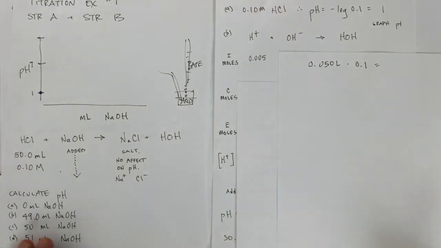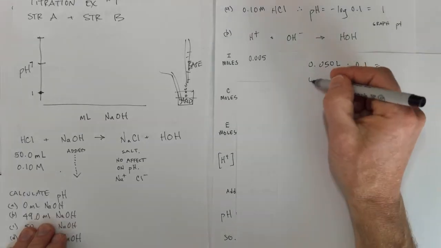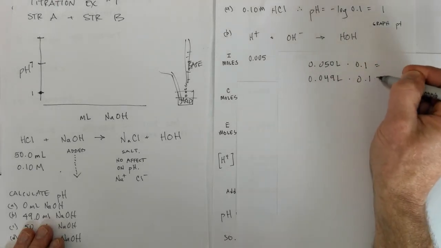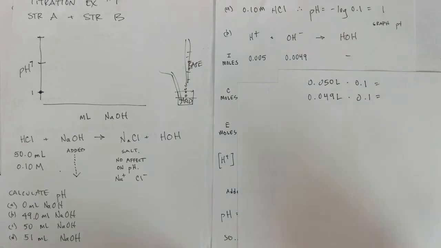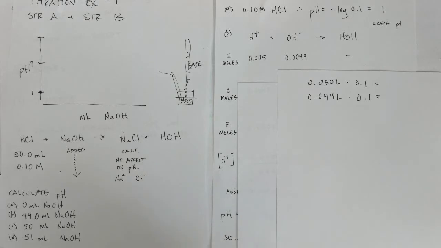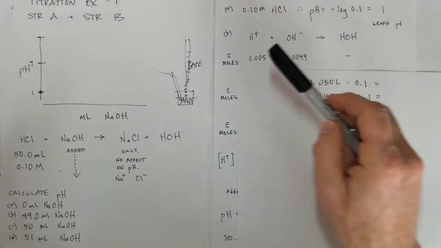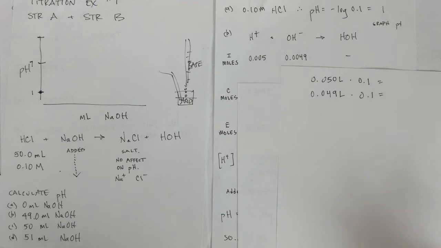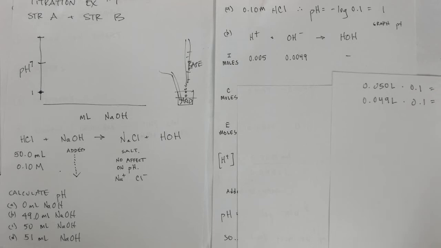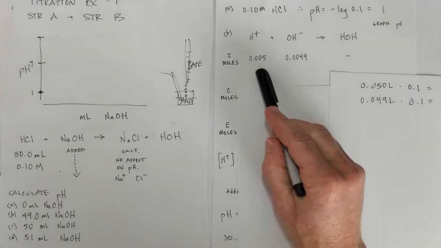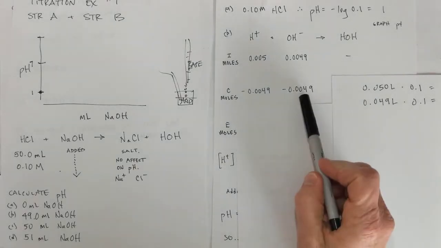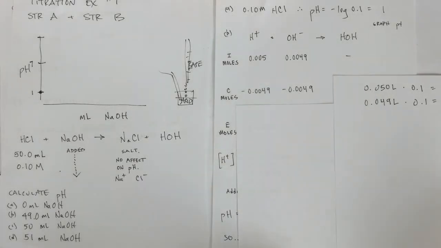Now we're adding 49 milliliters of NaOH, so we'd do the same thing, 0.049 liters times 0.1 molar, and we'd end up with 0.0049 moles of OH minus initially, when we have 49 milliliters of NaOH and 50 milliliters of H plus. Water, of course, isn't going to make any difference when we're calculating our pH. So when this reaction happens, we'll lose the smaller amount. The smaller amount is 0.0049, so both of these will lose 0.0049 when they react with one another.